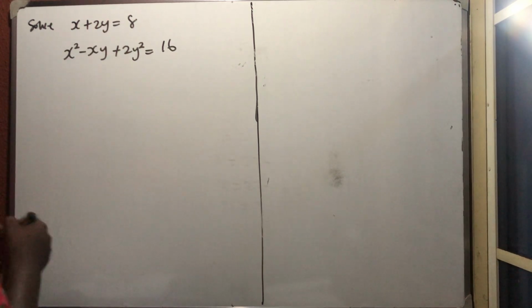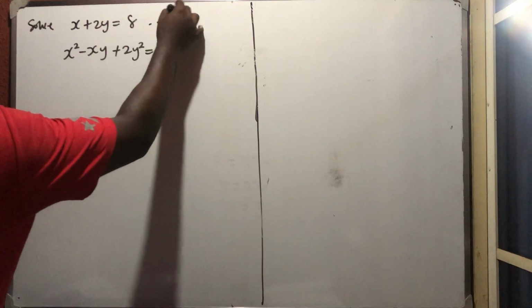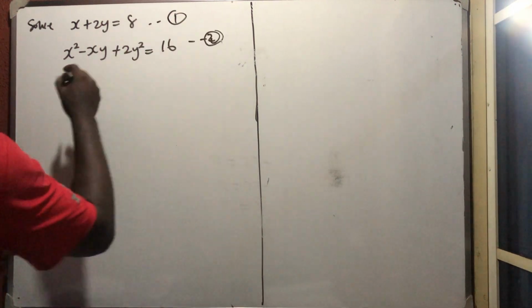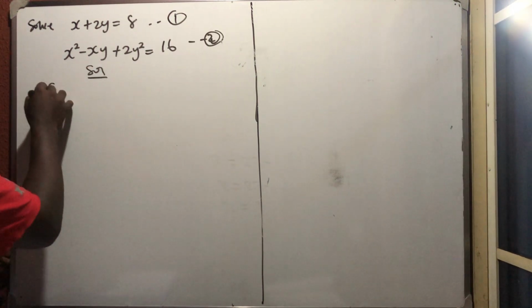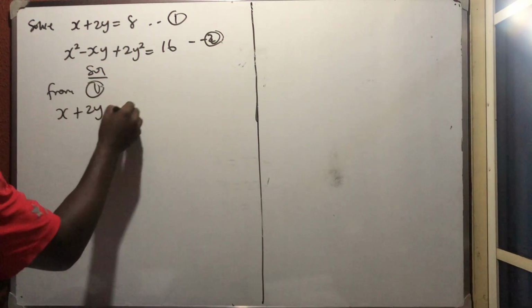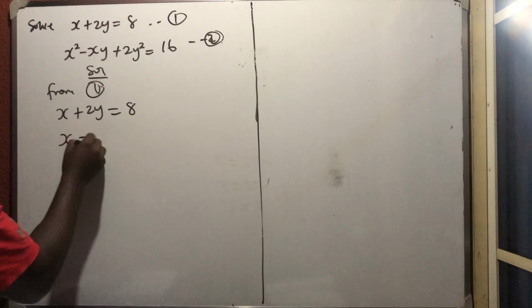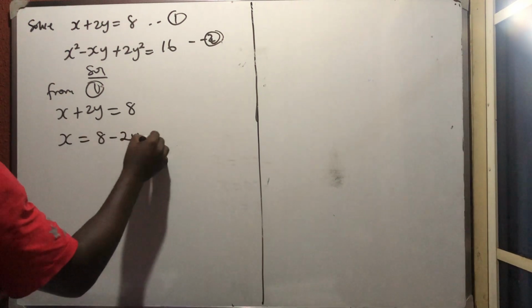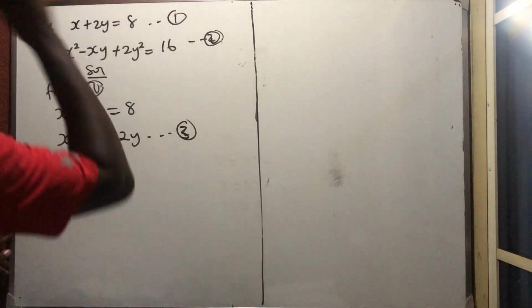So we are making it subject from equation 1. This is equation 1, equation 2. So solution from equation 1. From equation 1, I'm having that x plus 2y is equal to 8. So therefore x is equal to what? 8 minus 2y. Call it equation 3. So I've made this subject.